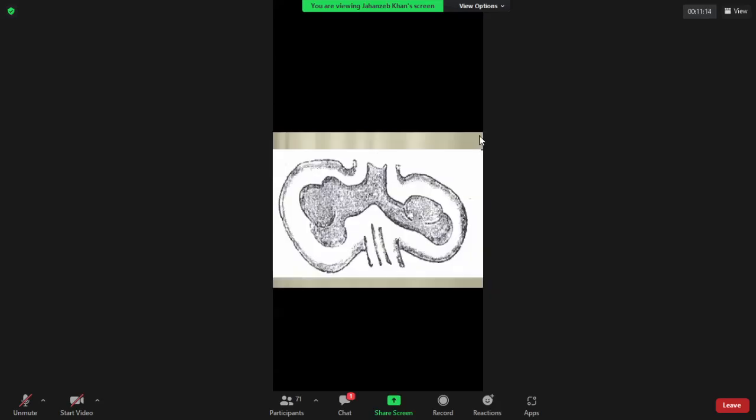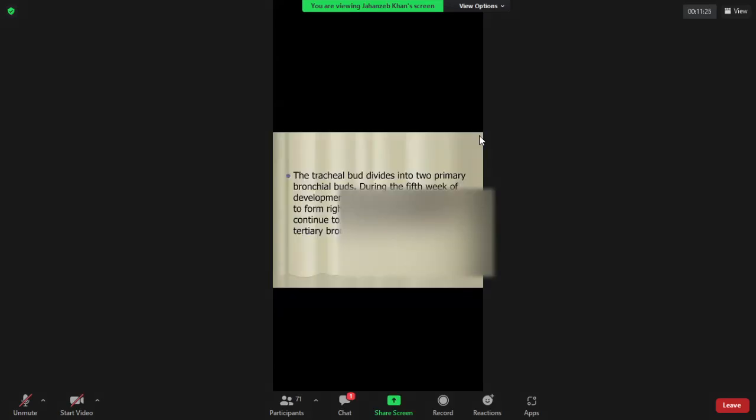So now you are seeing a diagram in which this is the formation of the alveoli, in which you are just seeing the formation of the alveoli. The tracheoesophageal, we are just discussing the further development. The tracheal bud divides into two primary bronchial buds.